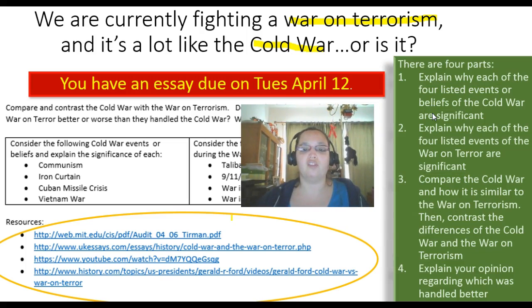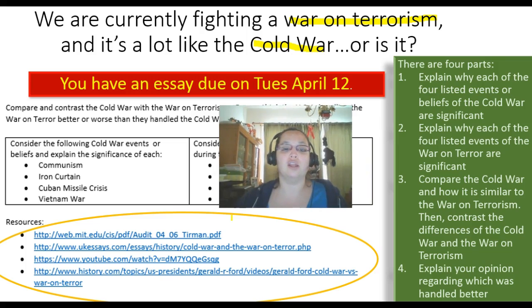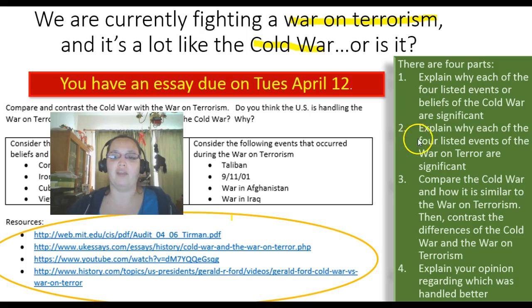There are 4 parts you want to consider when you're writing your essay, and you could have 4 different paragraphs. You might have more, you might have less. I wouldn't go much less though. So you want to think about the 4 events listed here for the Cold War. Tell me a little bit about each and why it's significant to the Cold War. What does it contribute to the Cold War? Is it the cause? Is it something that has to do with the war continuing? And we'll talk more about that.